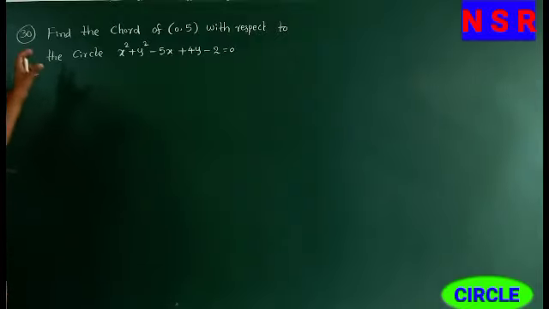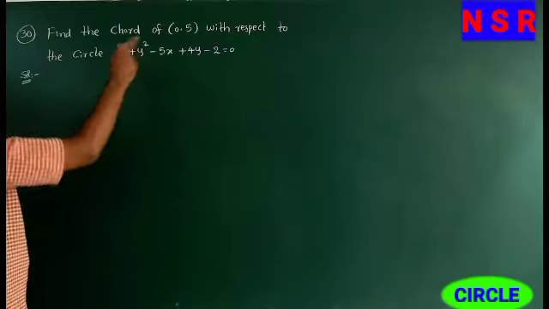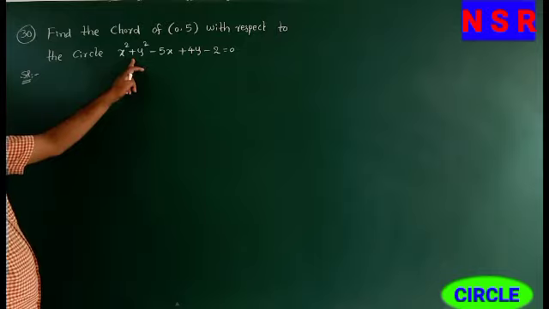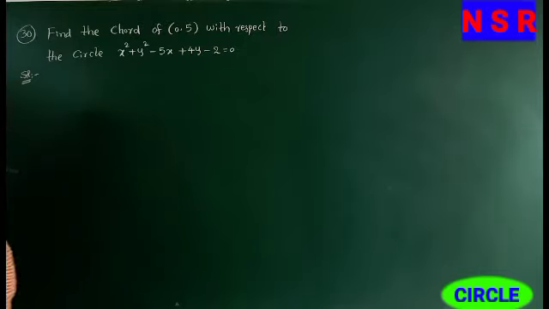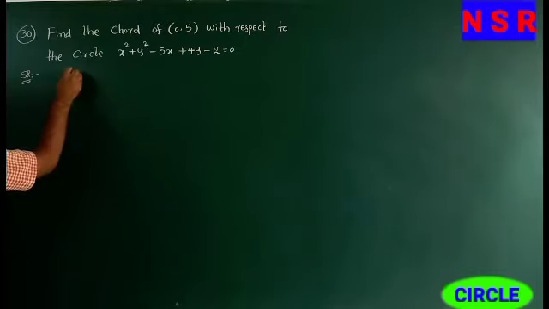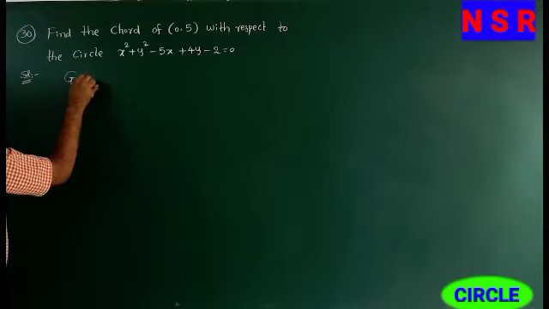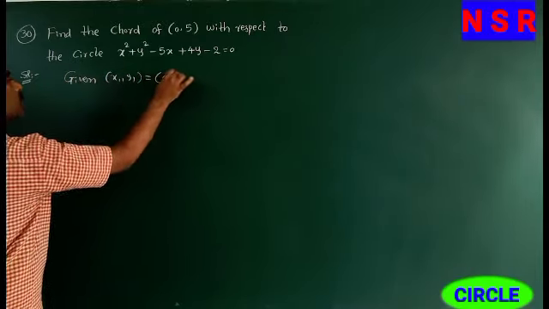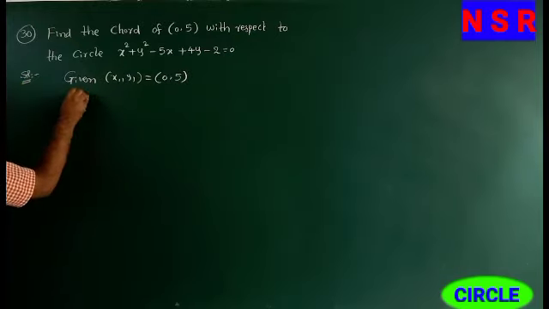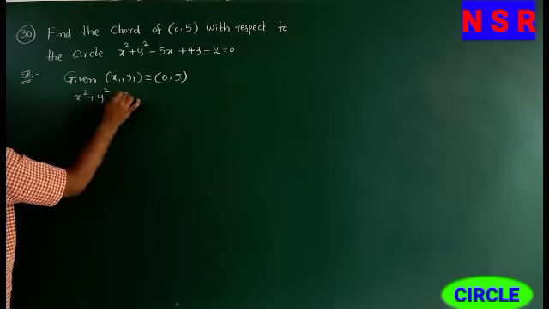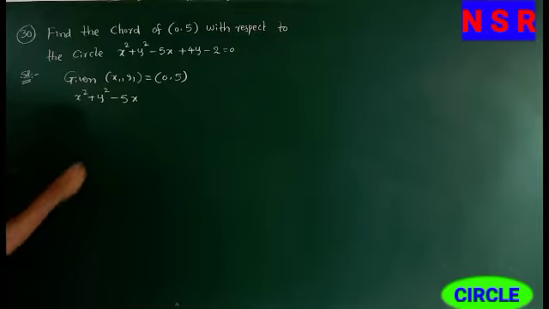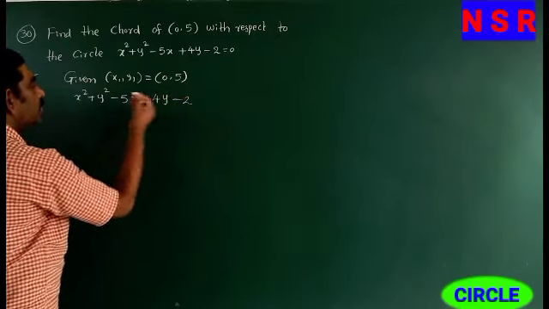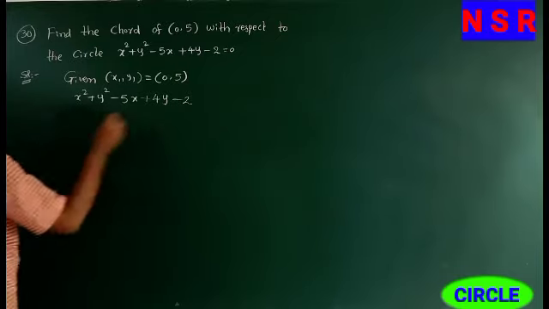So our next 2 marks question is: find the chord of 0, 5 with respect to the circle x square plus y square minus 5x plus 4y minus 2 equal to 0. So here given x1 comma y1 equal to 0 comma 5 and given circle equation x square plus y square minus 5x plus 4y minus 2 equal to 0.